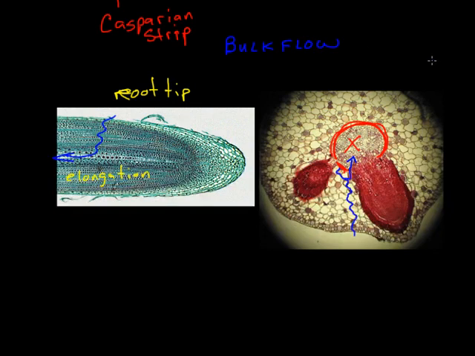And while the Casparian strip forces the movement through a cell, in regions where the Casparian strip is not fully developed, like the root tip or a root branch point, label that over here, we can have bulk flow occurring.